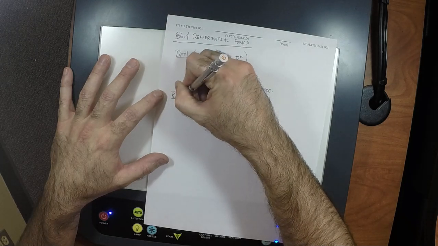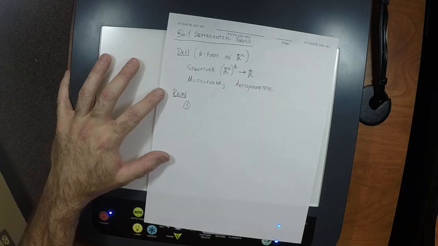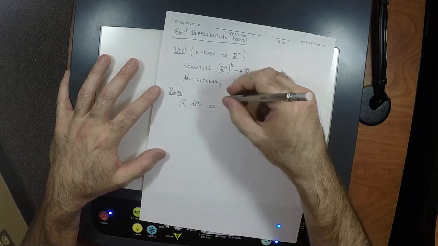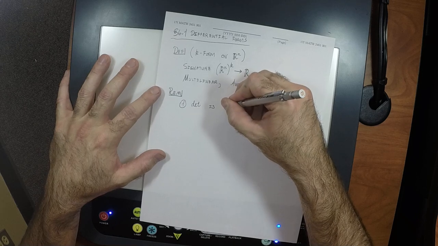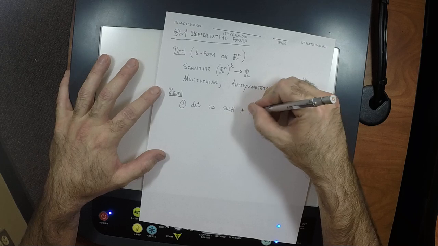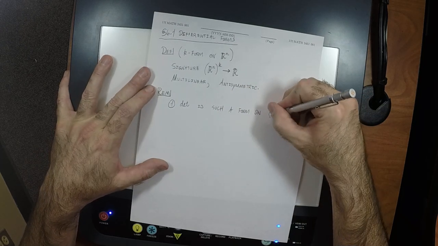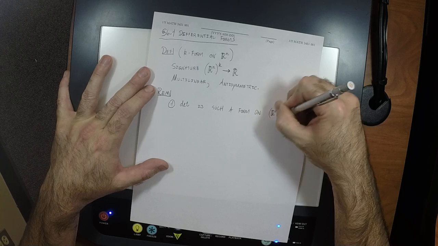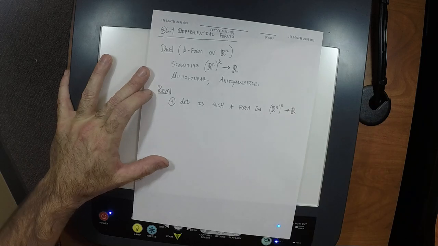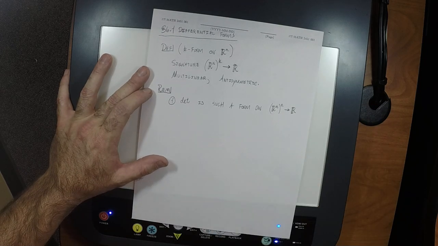Okay, so first comment is that determinant is such a form, on Rn to the n to R. Notably, you have to have n and n in agreement.